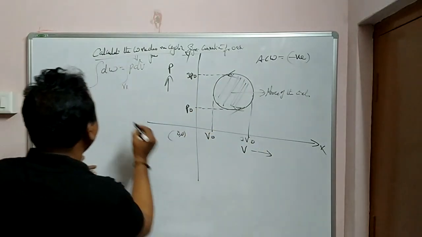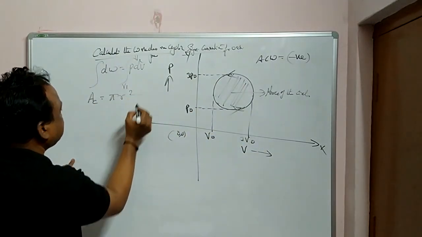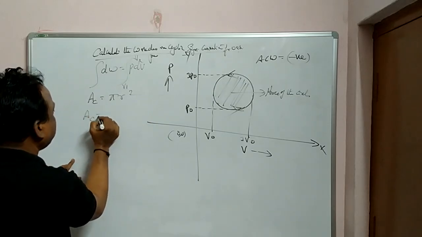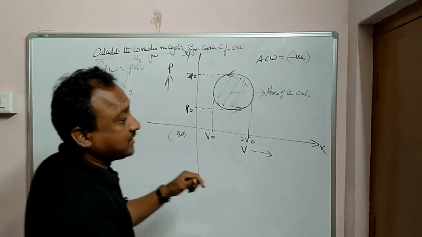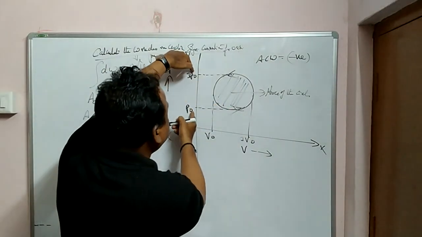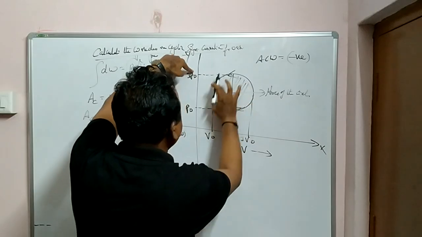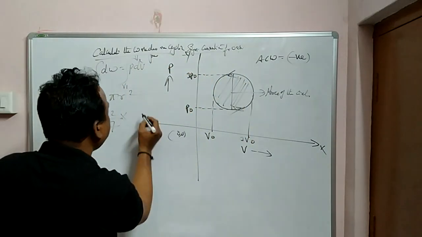How to get the area? What is the area of the circle? Area of the circle is pi r squared. So the area of this circle is equal to pi, 22 by 7, into radius squared. See here, very important thing: which radius will we take? For example, if you take this as the diameter, what is the diameter here? 3P0 minus P0, that is 2P0.